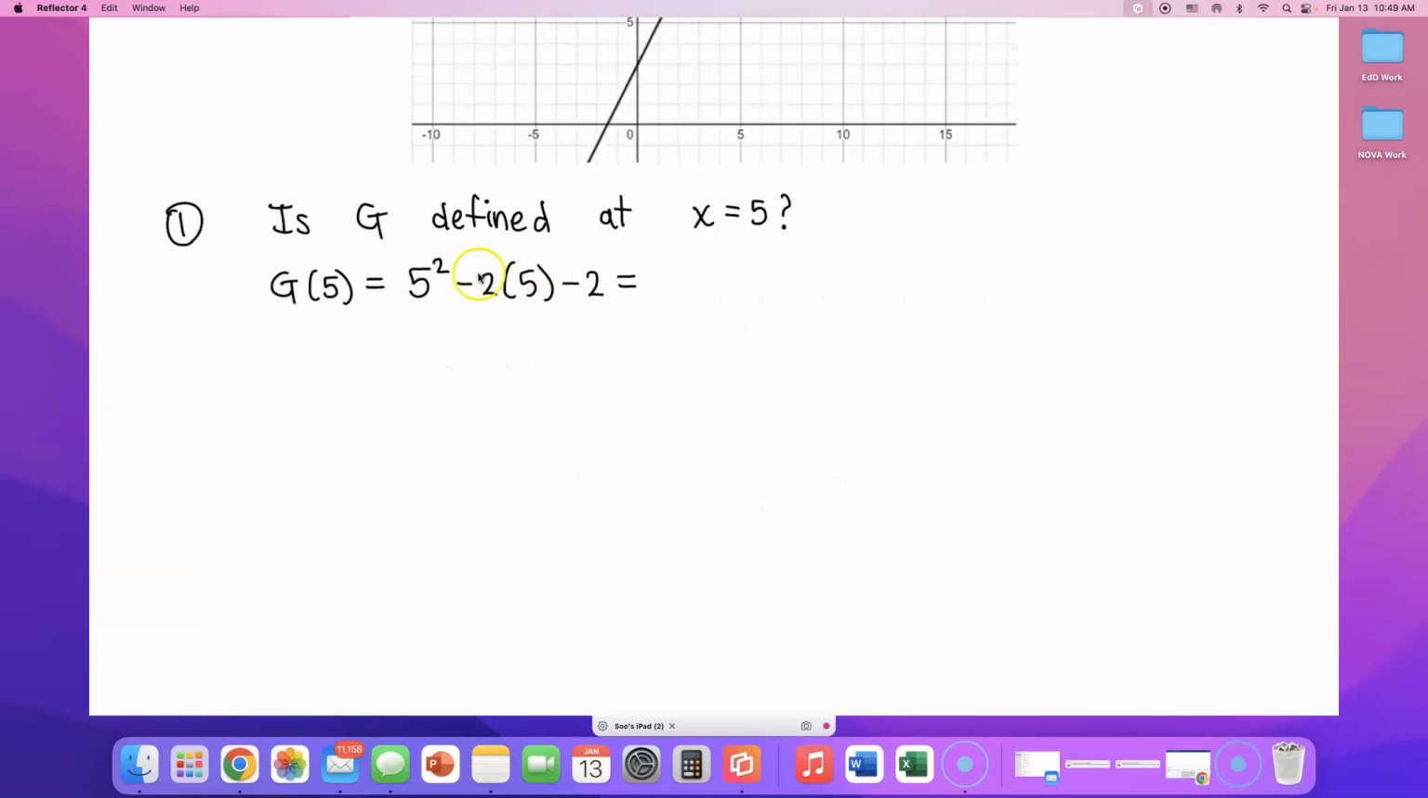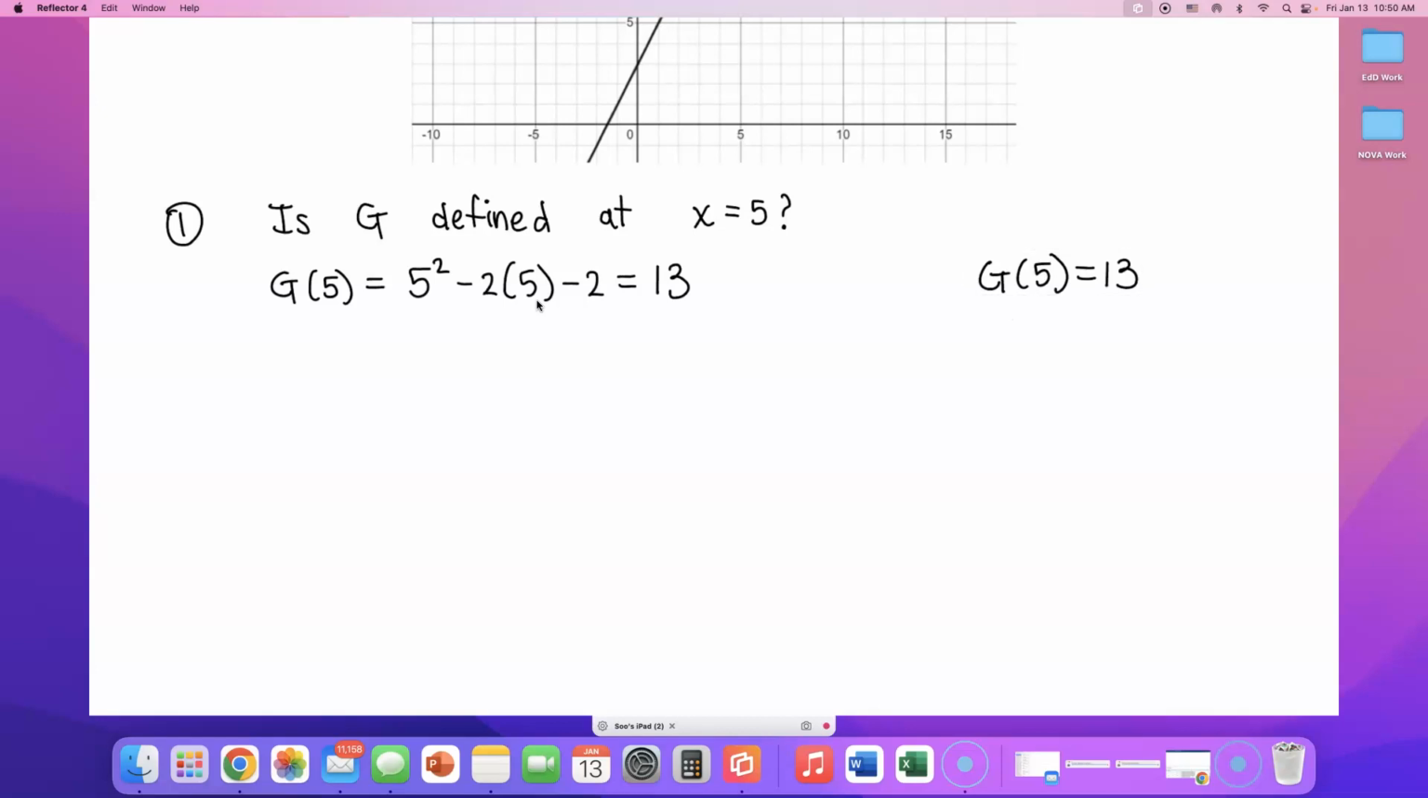And that's 25 minus 10. I'm going to write this down. 25 minus 10 minus 2. That's 15 minus 2, which is 13. So yes, g of 5 is defined, and it is 13. And I'll even box it on the side over here because that's what we're going to have to use to make our conclusion, okay?